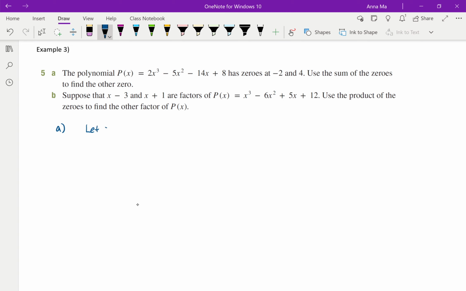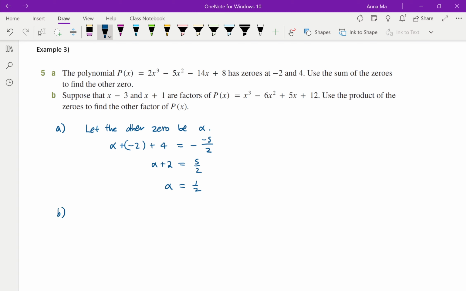So I'm going to say let the other zero be alpha. Then I know that alpha plus the other roots must be -b on a. So that's alpha plus 2 is equal to 5 on 2. Move it to the other side. I know alpha is half. Easy solution.